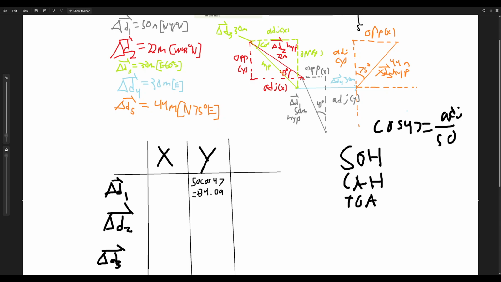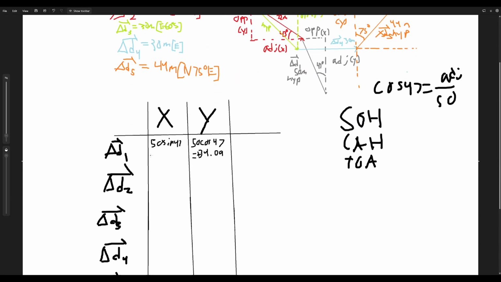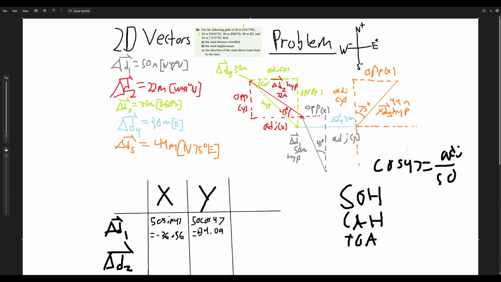Now to solve for the x, we do the same thing, instead we use sine. So you can do 50 sine 47. And this one will be negative because in the horizontal component it's moving west, and west we labeled as negative. So I got 36.56, but we're going to label it as minus because it's moving west. Okay, that's one complete.